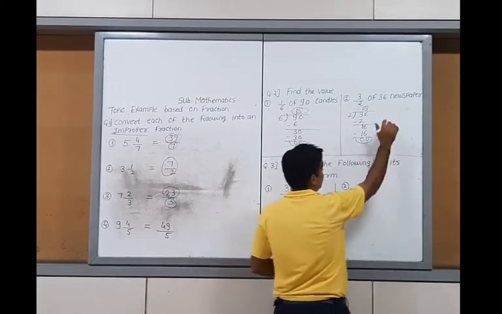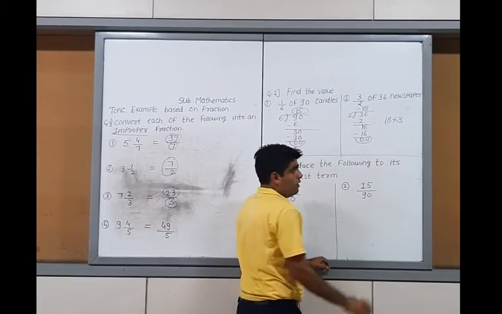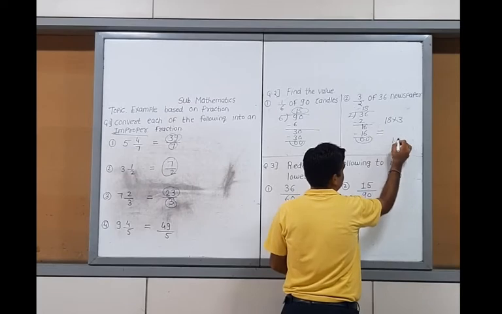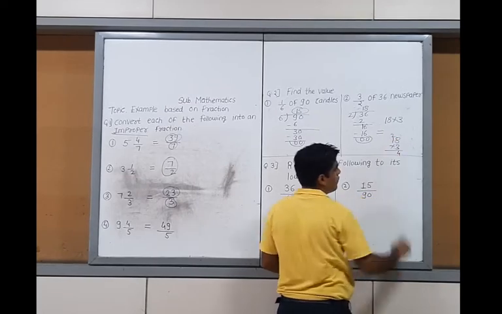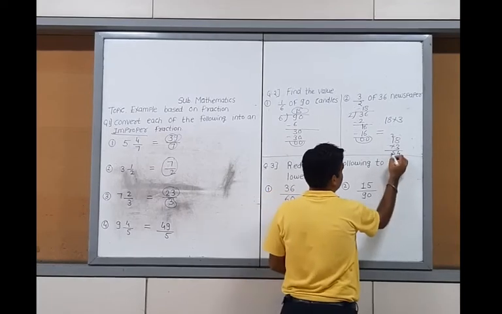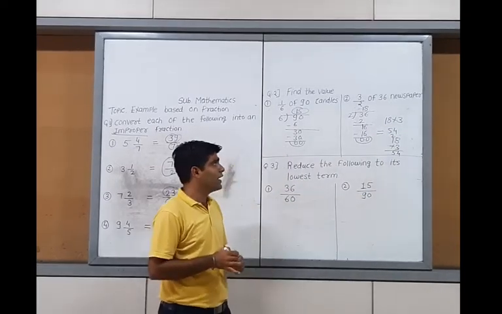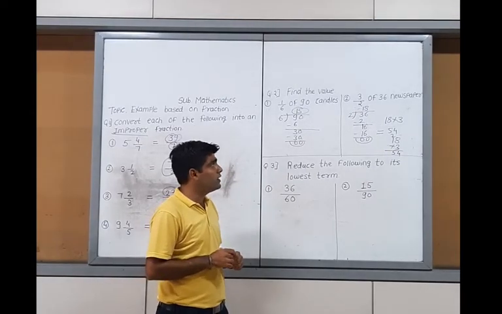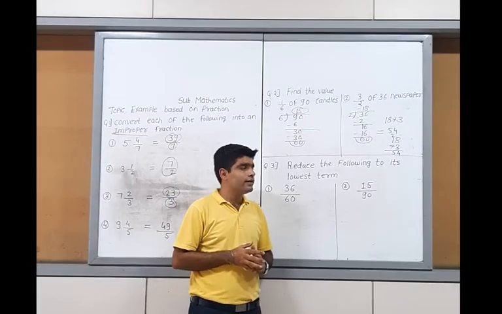So we multiply 18 by 3. 18 multiplied by 3 is 54. 54 is the correct answer. It means that 3 upon 2 of 36 newspapers is 54.